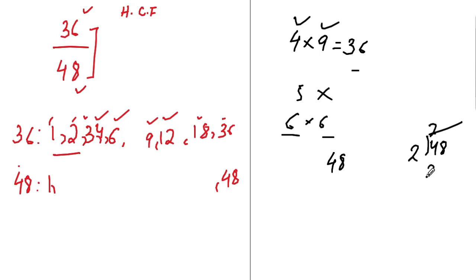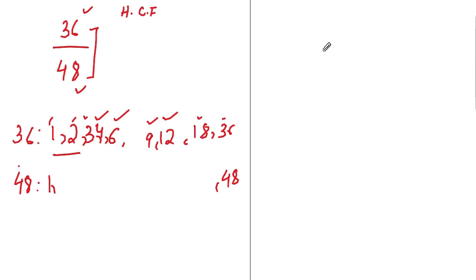2 times 2 is 4, and then 2 times 4 is 8. Okay, so it's going to give you 24. But if I don't use this way, then how I can do that is 48 divided by 2.